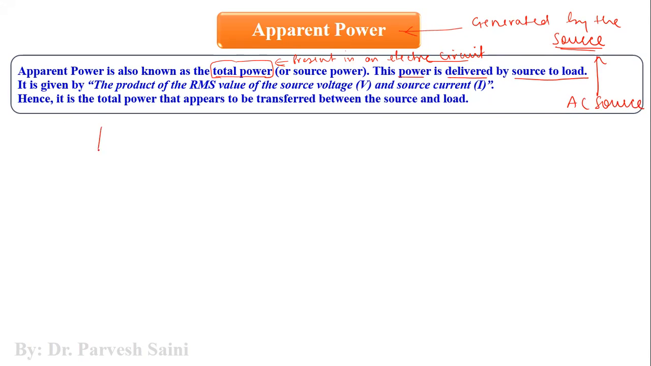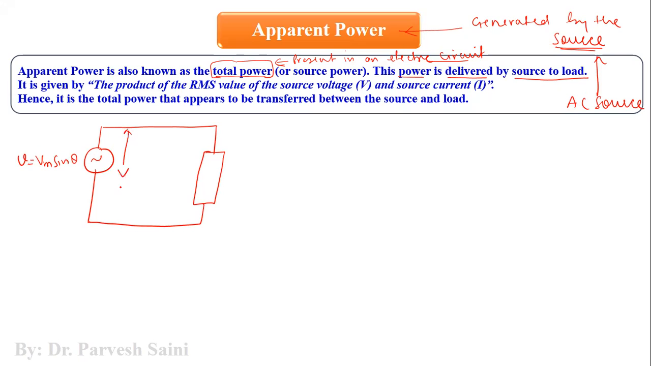Now let us consider an AC source which is connected to a load, and this AC source is V equal to Vm sin theta. If capital V is the RMS value of this voltage and capital I is the RMS value of this current, then the source power is basically given by the product of the RMS value of source voltage and source current. So this is the mathematical equation for the apparent power.